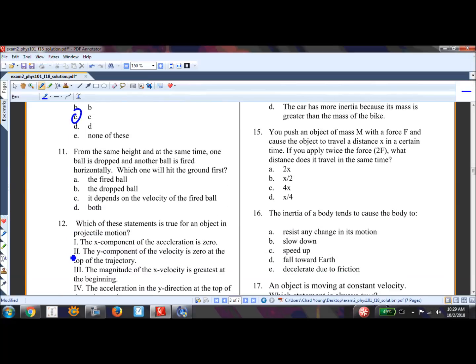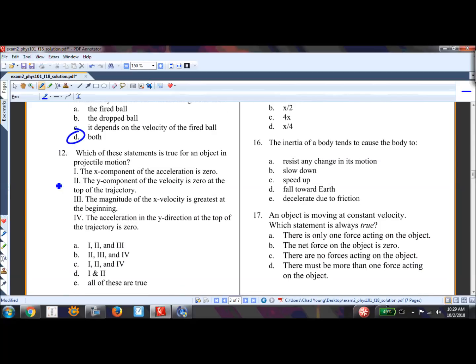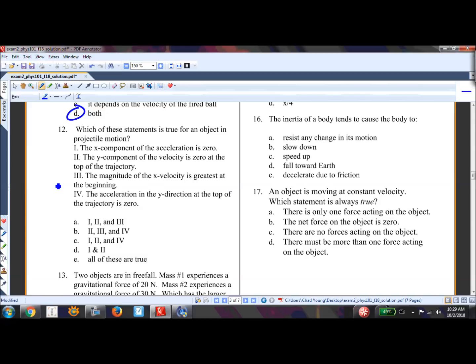The same height and same time, one ball is dropped and another is fired. Which one will hit the ground first? They both hit the ground at the same time. We did that demo in class. Which of these statements is true for an object in projectile motion? The x component of the acceleration is 0. Yep, that's true. The y component of the velocity is 0. Yep, that's true. The magnitude of the x velocity is greatest at the beginning.